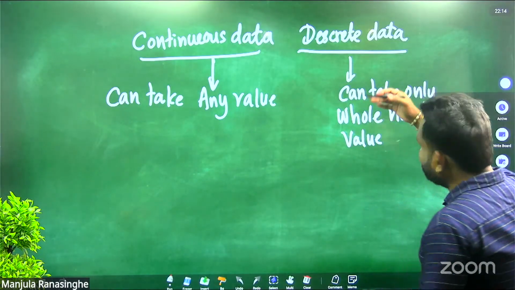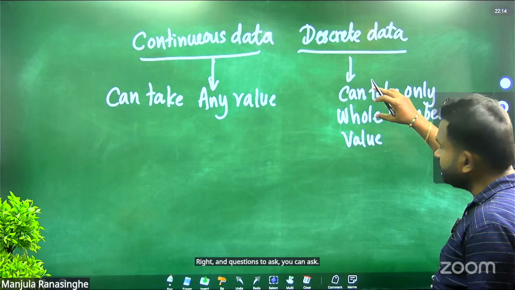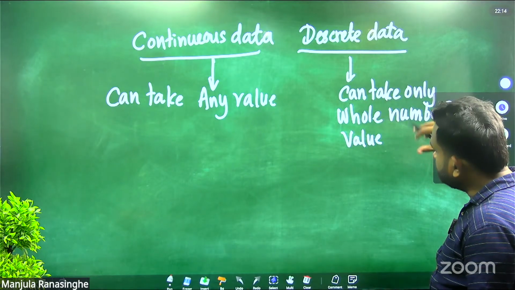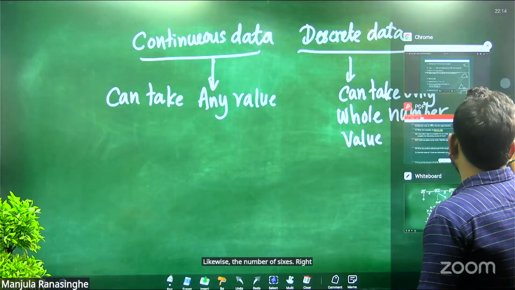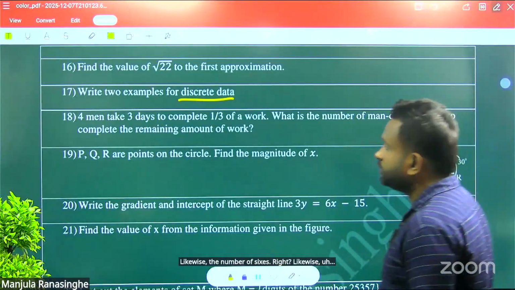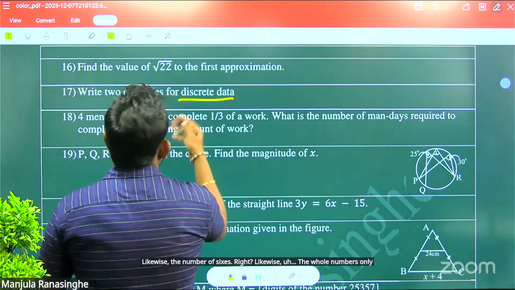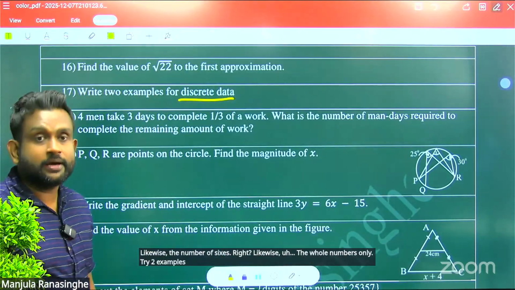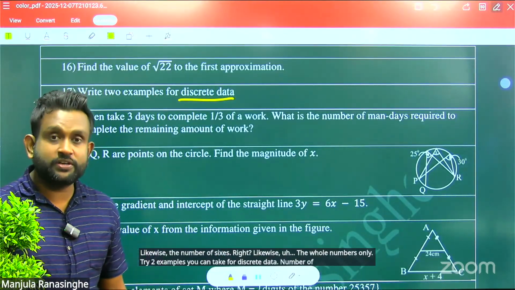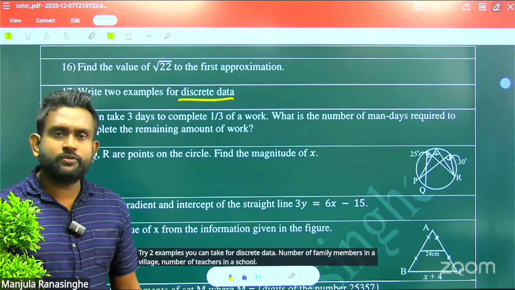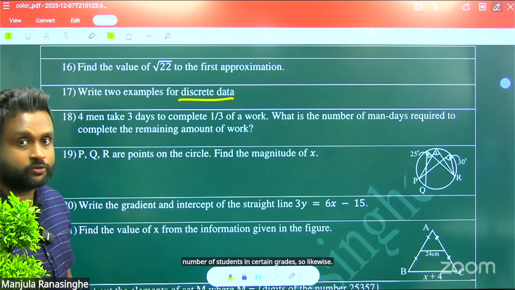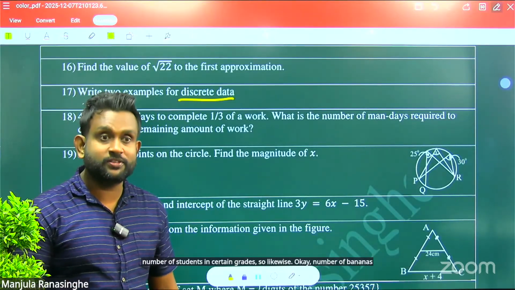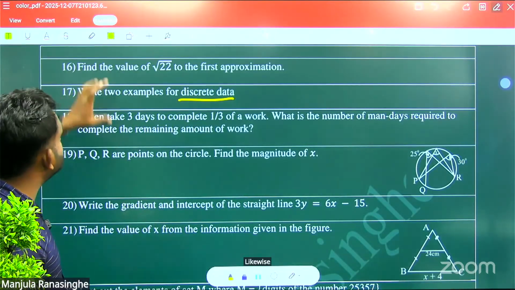Don't get confused, this is a count. So we said the family members, likewise the number of sixes, the whole numbers only. Two examples you can take for discrete data: the number of family members in a village, the number of teachers in a school, the number of students in certain grades. Likewise, the number of bananas in one banana comb, not fractions, no decimals.